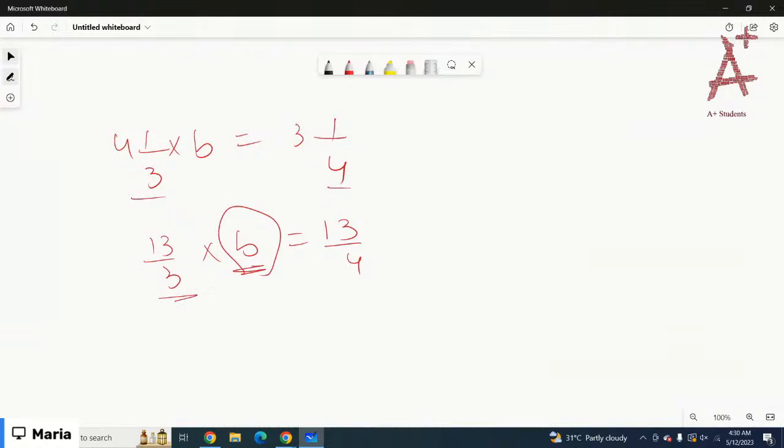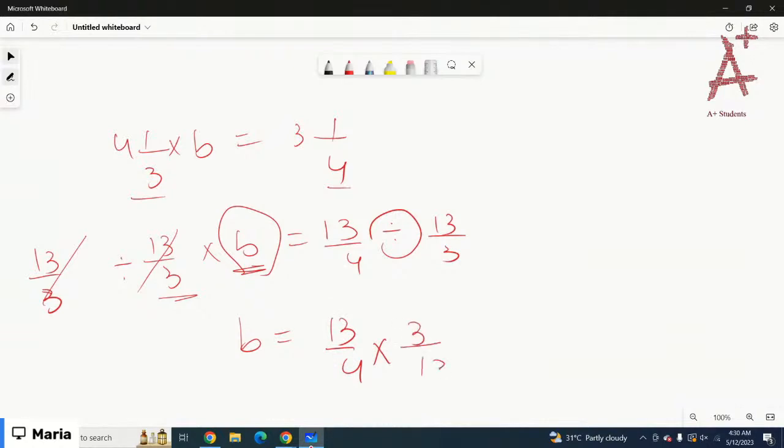You have to remove this fraction. This fraction is multiplying with b. So the opposite of multiplication is division. You need to divide both sides by 13 over 3. When you divide, it would cancel out. You are left with just b, and that division sign you are going to change to multiplication, and take the reciprocal of the term, it would be 3 over 13.